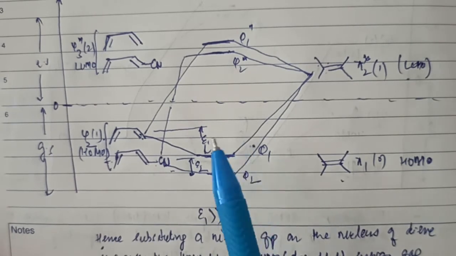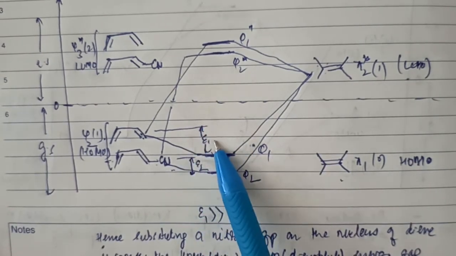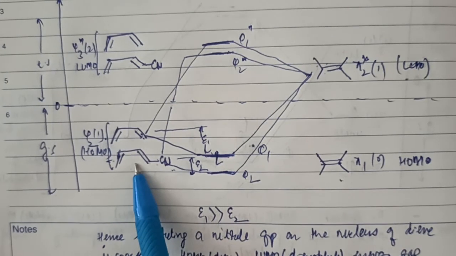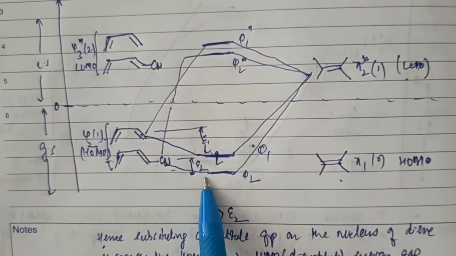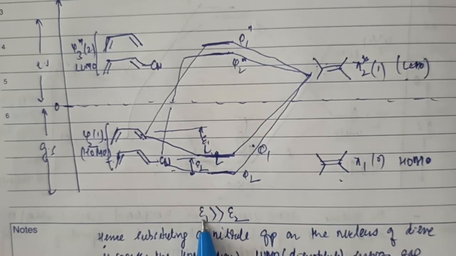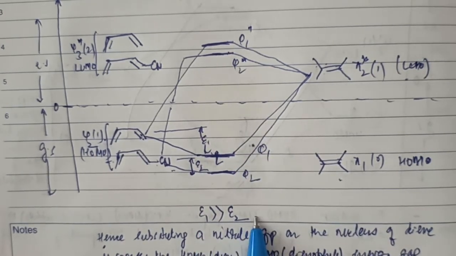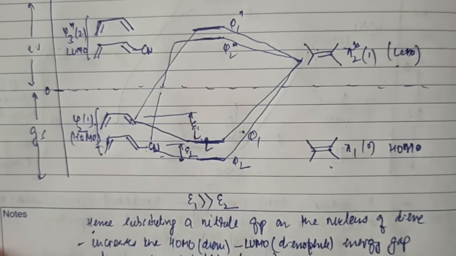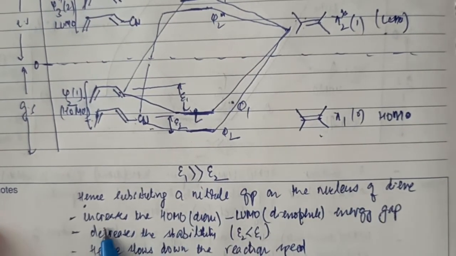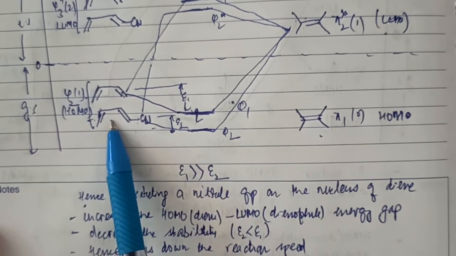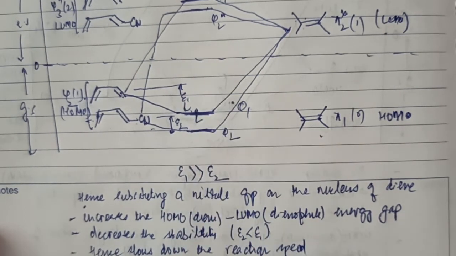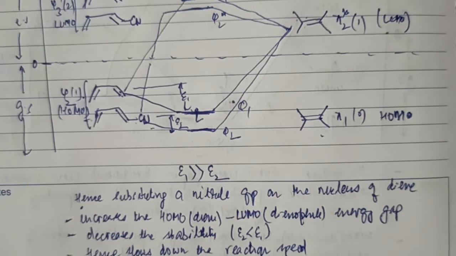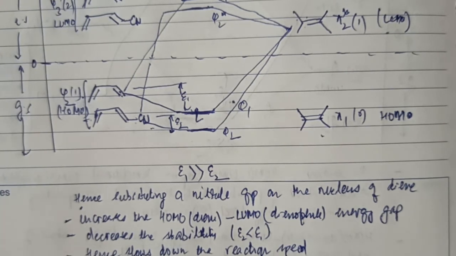And as I've depicted, the extent of stabilization provided when there was no substitution is E1, while the extent of stabilization provided when there is a cyano or an electron accepting group is smaller, that is E2, as compared to E1. E1 is much higher in terms of energy as compared to E2. Therefore, substituting a nitrile group onto the diene increases the energy gap between the HOMO of the diene and LUMO of the dienophile, decreases the stability of the system by a factor E2, which is smaller as compared to E1, and hence the reaction speed retards and becomes slow in nature.